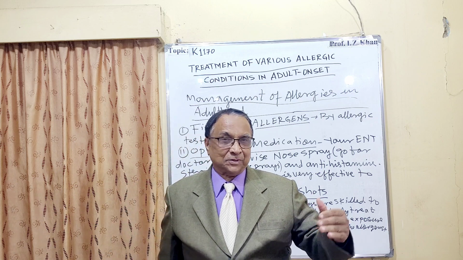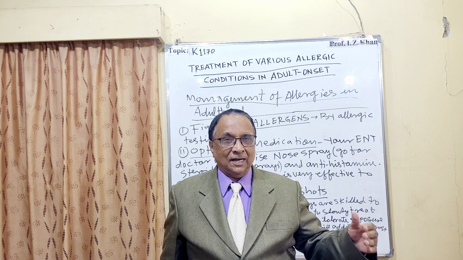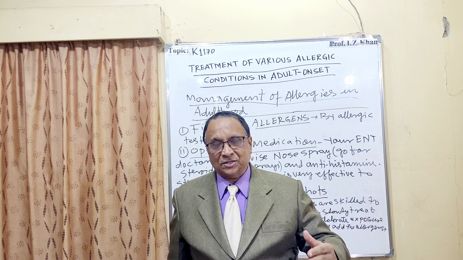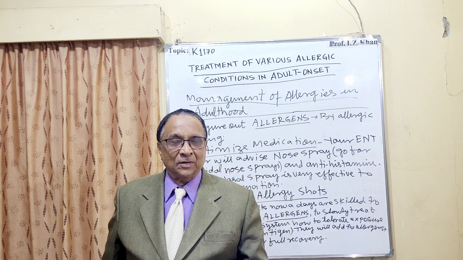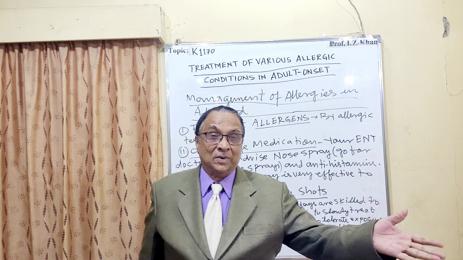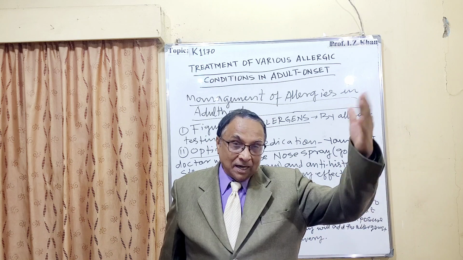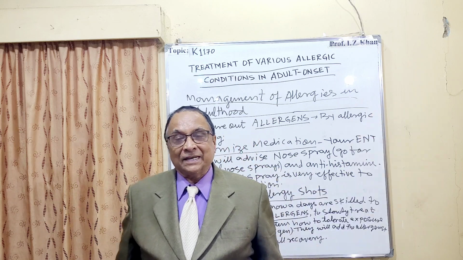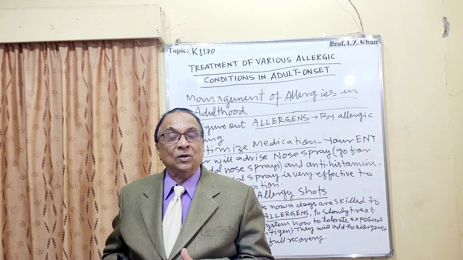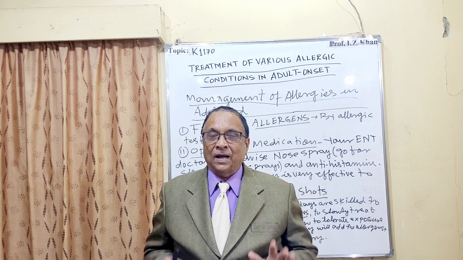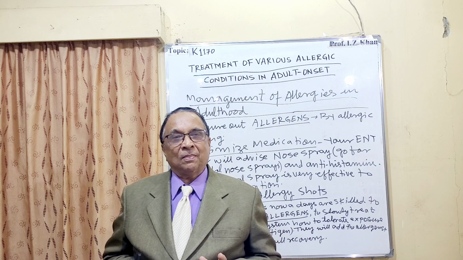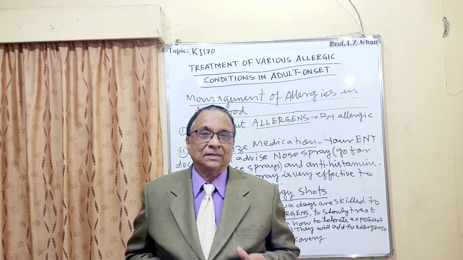If such shots are given, a first shot, second shot, third shot, one is given today, the second one they may give after 2 months, the third one they may give after 6 months, and the fourth one they may give after 10 months. So it may take 1 to 2 years. It's a long therapy, but it is very, very effective and a permanent type of treatment.